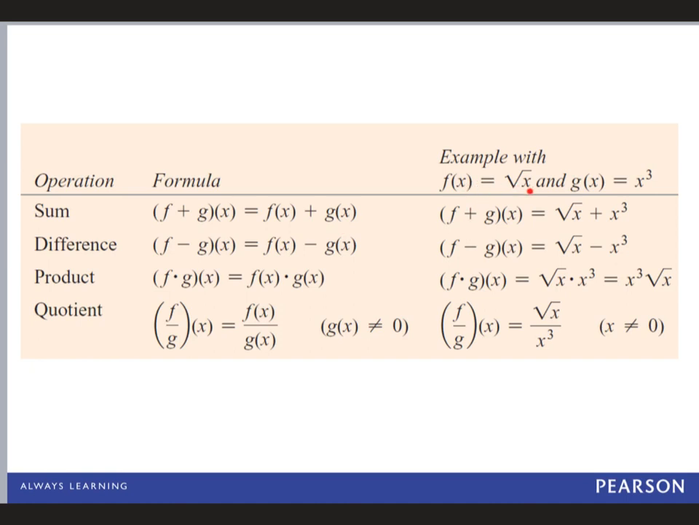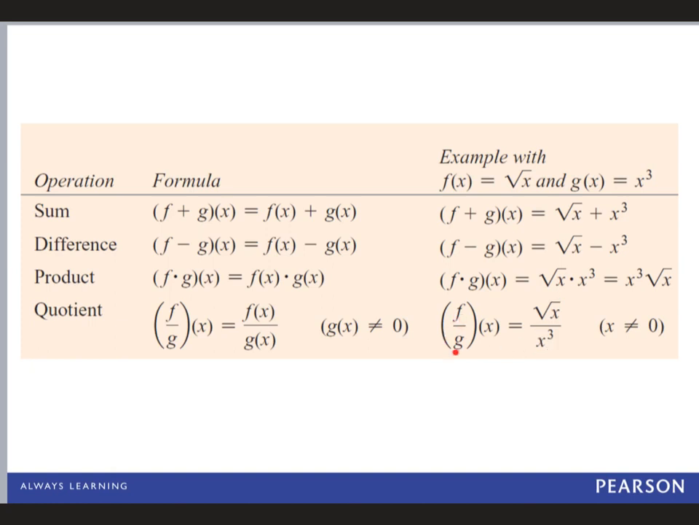You can see over here we have an example. f of x equals the square root of x. g of x is x cubed. And so if I'm going to do f plus g of x, I'm going to just write the square root of x plus x cubed. My input was x. Same thing if you're subtracting, you're going to subtract them. If you're multiplying them, then you make the product. And if you're dividing them, then you would make a quotient.